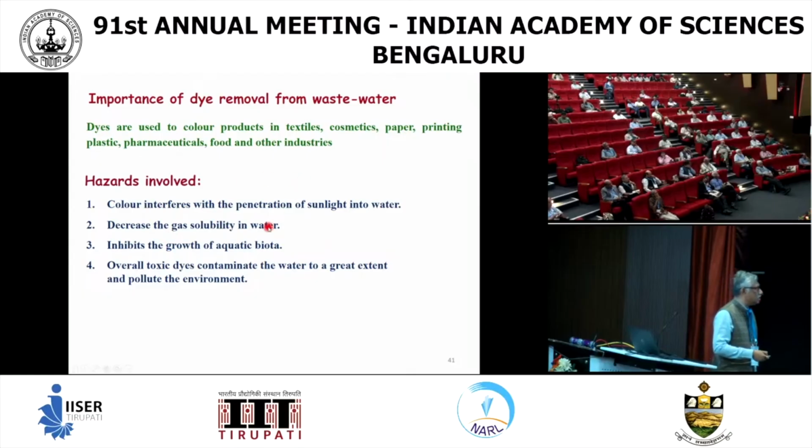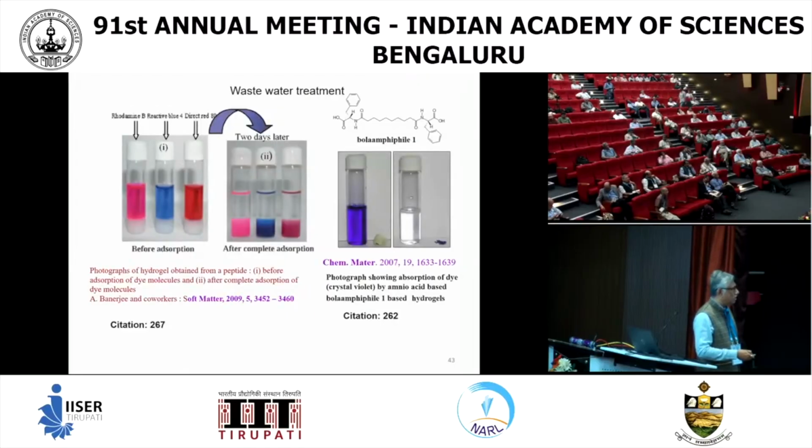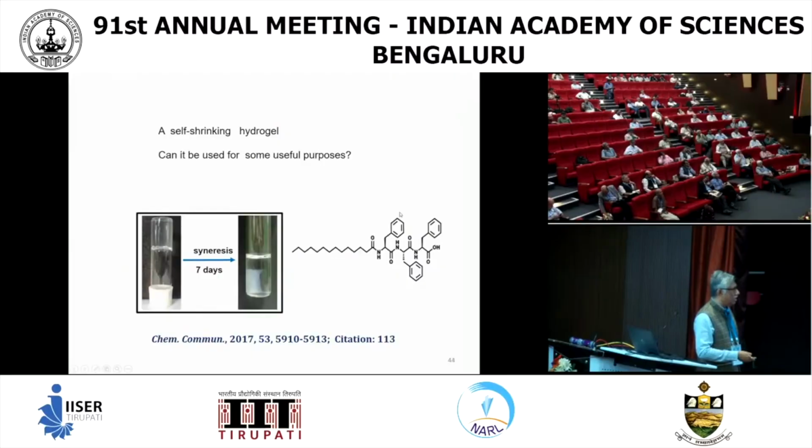We all know that dye removal is a great problem because these dyes are hazardous materials. They decrease the gas solubility in water. They inhibit the growth of aquatic biota, flora and fauna of the systems. So we have used these peptide-based porous materials for removing these things. And here you see these are the gels. These are the dried gels which can absorb and clear these things in an experimental setup.